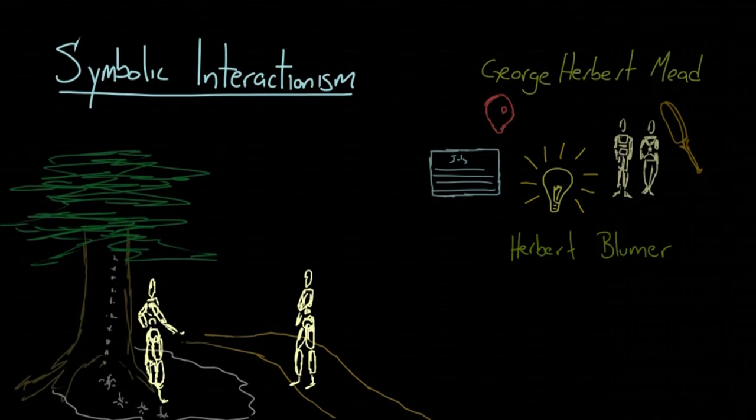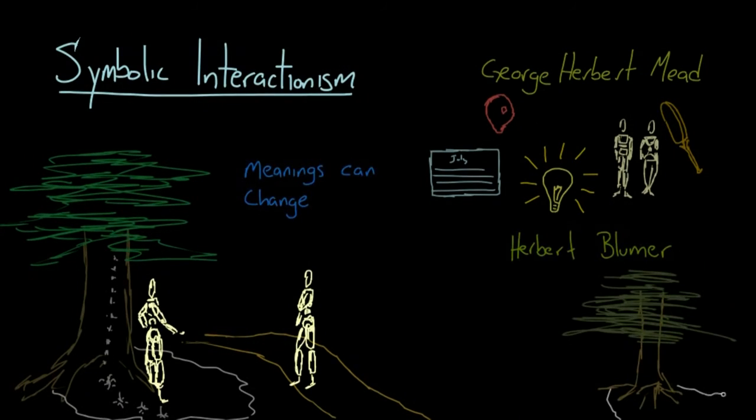Blumer's third tenet was that the meaning we give something is not permanent. It can change due to everyday life. The meaning I give to trees has changed after my interaction with the infested tree. A big tree now means shade on a hot day with a potential for getting bit.